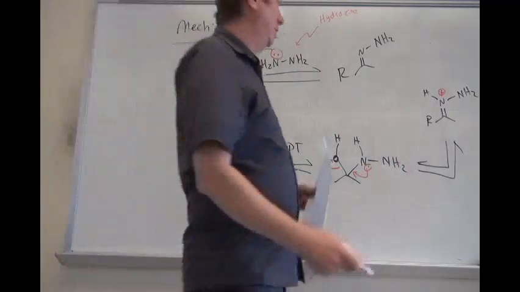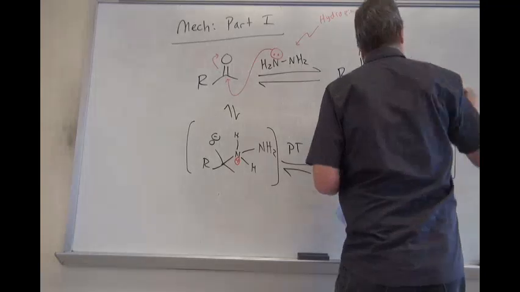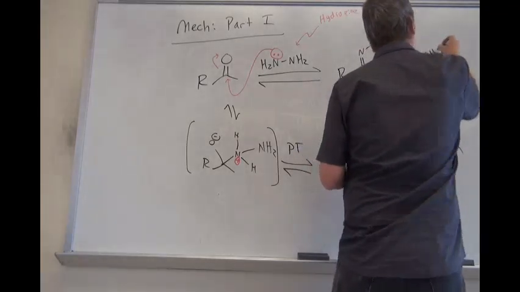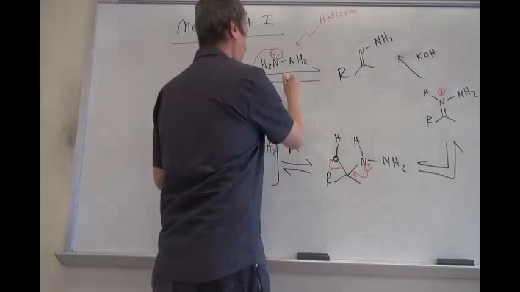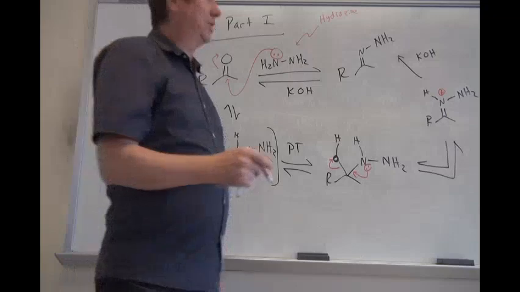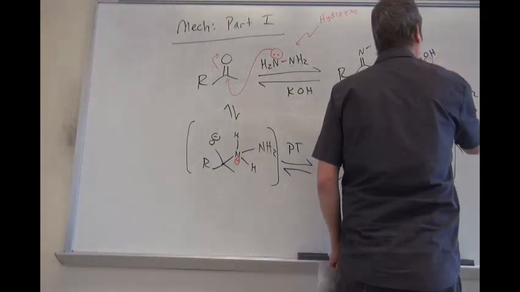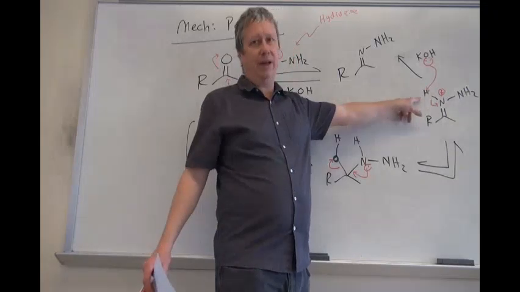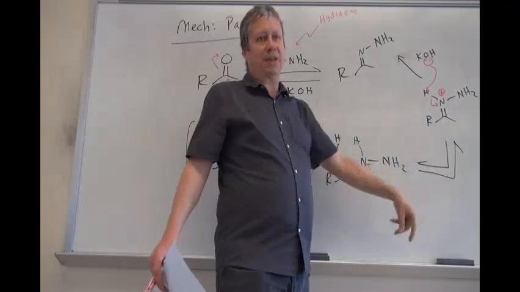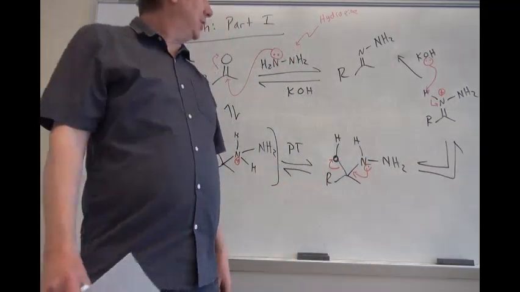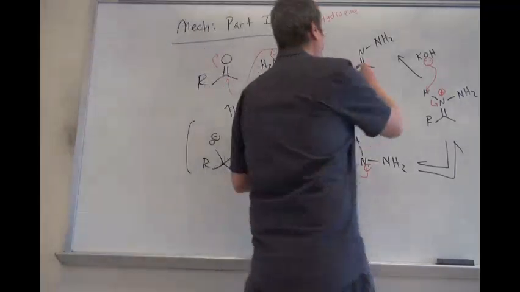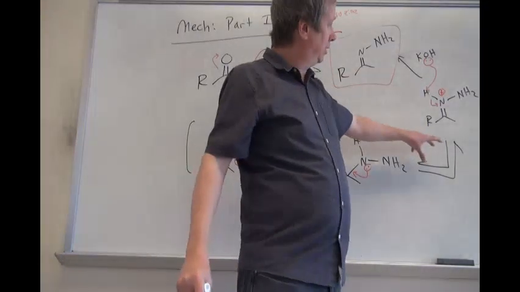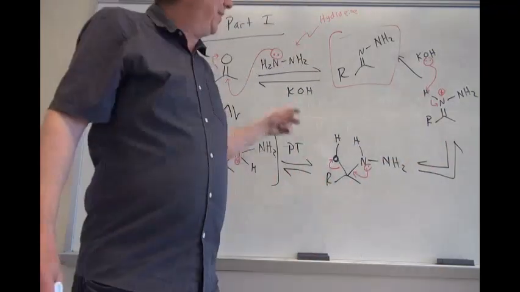Now we got that, and under basic conditions, because we have KOH, this is now an irreversible reaction. Under basic conditions, this is a low pKa, highly acidic proton, and so the base just rips it off, and that's why it's irreversible. So we're at the hydrazone. What we have is a series of reversible reactions followed by an irreversible reaction, and that drives the whole process.